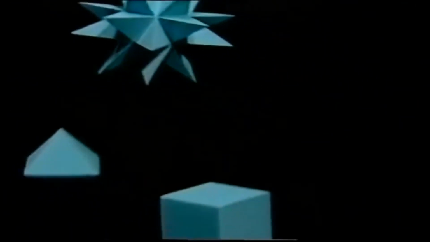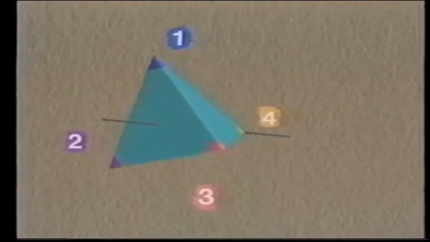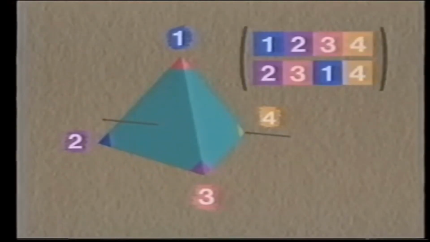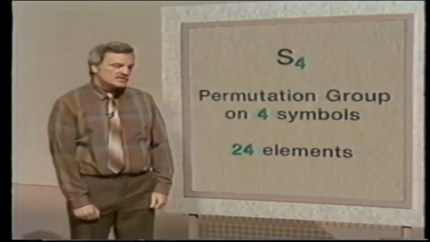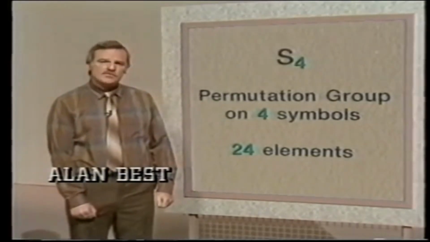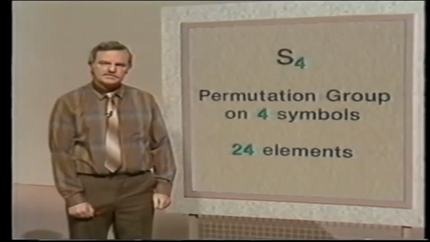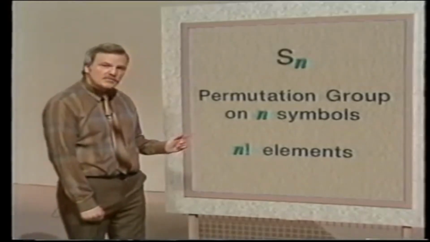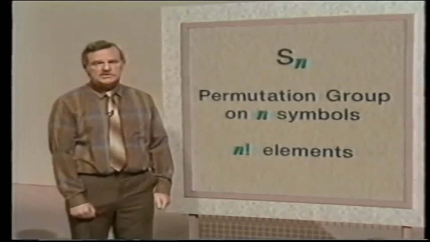We looked at the symmetries of several different solids in an earlier television program. The program concentrated on the regular tetrahedron and represented each symmetry as a permutation of the vertices. The group of all such permutations, S4, has 24 elements, and in fact all 24 arise from symmetries of the tetrahedron. In general, with n symbols, there are n factorial permutations.